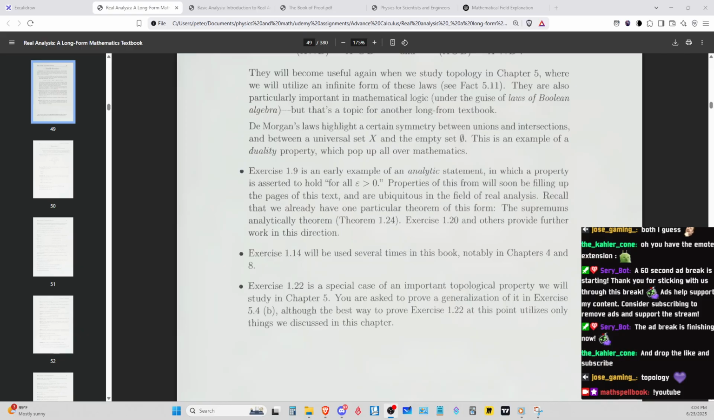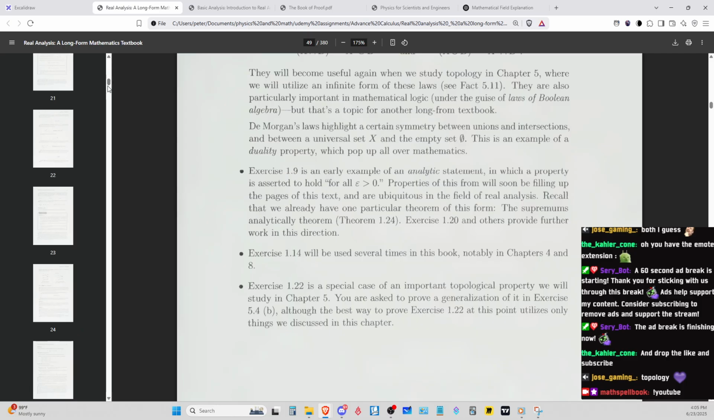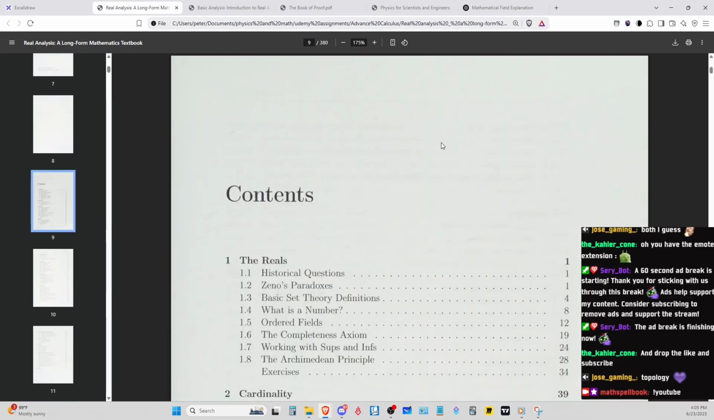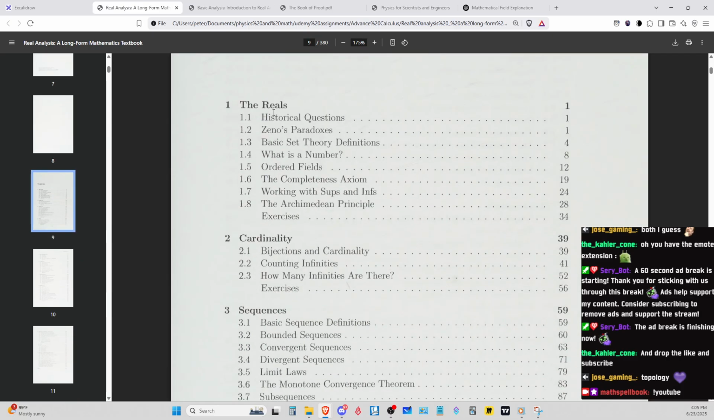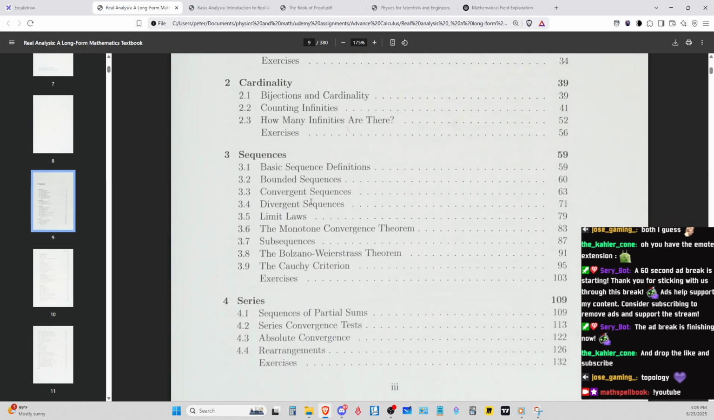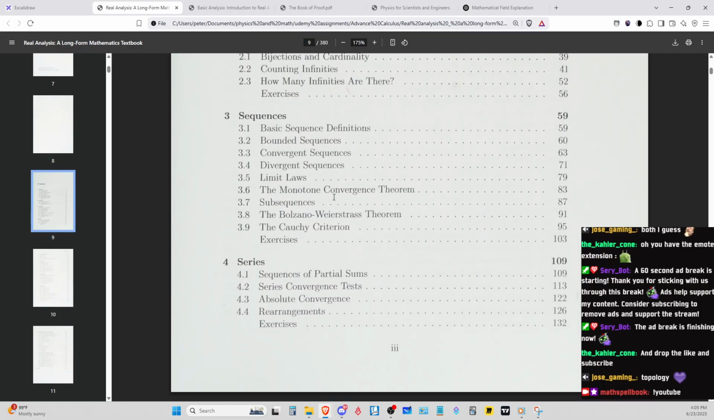Actually, Sascha, if you're still in the chat, since I read these problems out, do you think those are the proof techniques that we need in order to get to the next part, or do you think we have to go further in? Because I think the next chapter's on cardinality in this book. Here's the table of contents. Yeah, because we're working with the reals right now. So the next chapter's on cardinality, and number 3 is sequences.